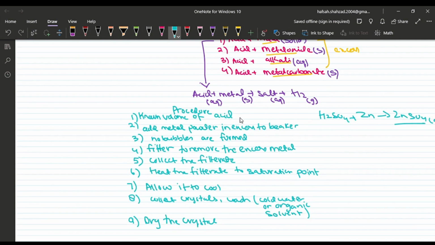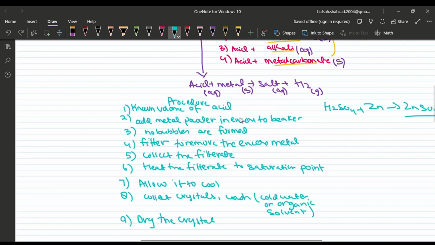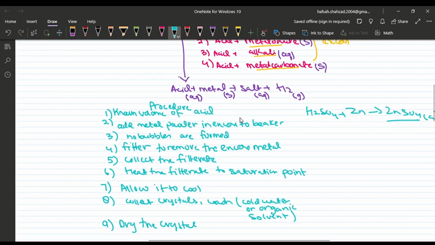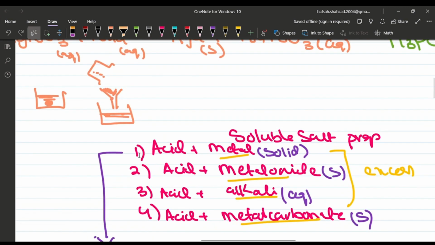Now this entire procedure of 7-9 points would be the same for 1, for 2, and for the last, number 4. Now, why am I saying that? Because in each of these three reactions, you will have an insoluble reactant in the state of solid that you need to remove once the reaction has been completed through filtration, and you will have a soluble product, or a soluble salt, that you need to collect through crystallization.